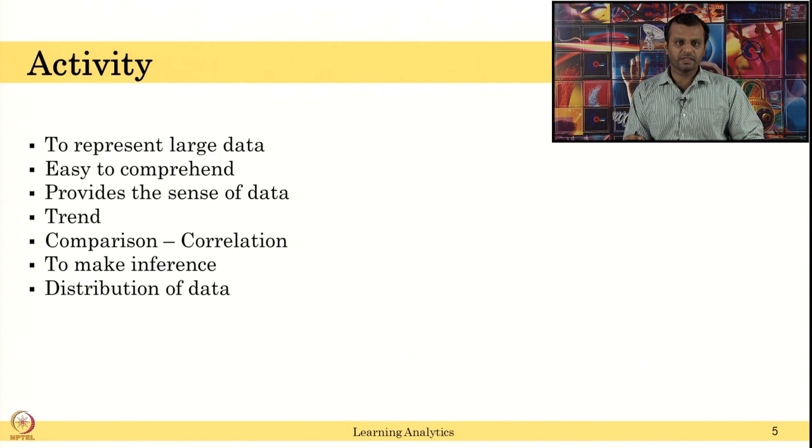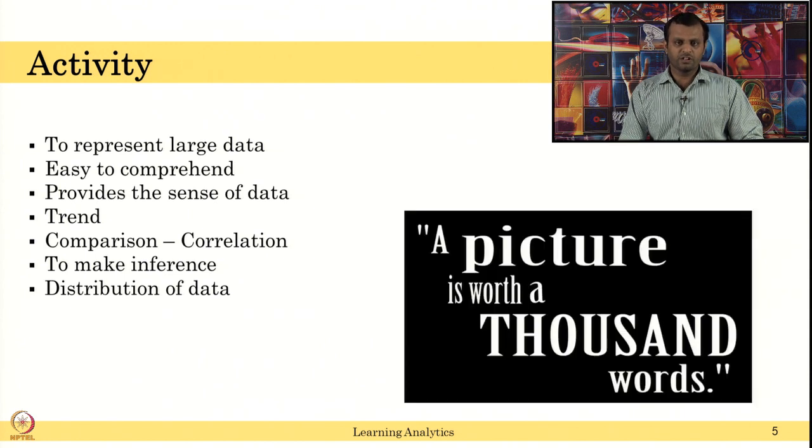Also, it provides a sense of the data, and you can show the trend in how the data changes over time. You can compare the data and correlation, like what is the correlation between attendance and performance? Can we see any comparison between these two variables? Or you can use these graphs to make inferences. Table data is good for making inferences, but graphical representation makes it easier. Also, the distribution of the data can be shown easily in the plots or visualizations. And do not forget the words: a picture is worth a thousand words. You can have a long table with all the information the user wants, but just a picture is enough to talk about all the data.